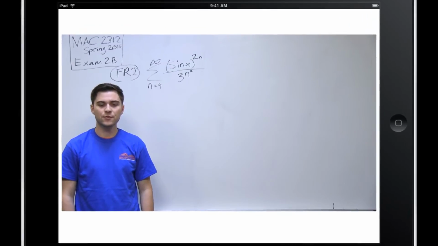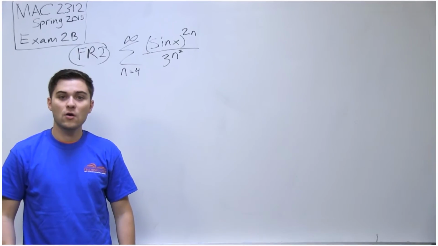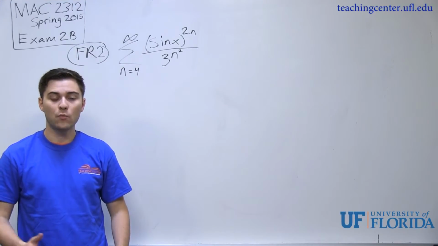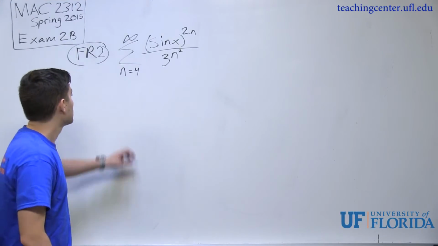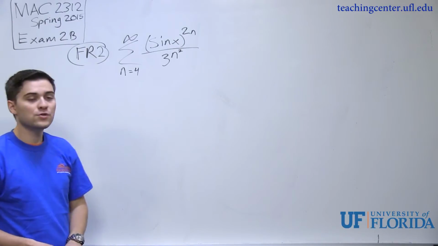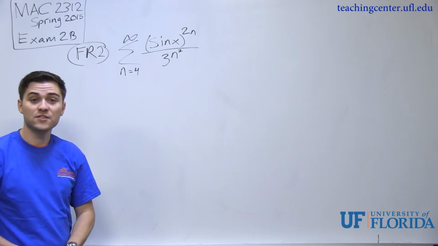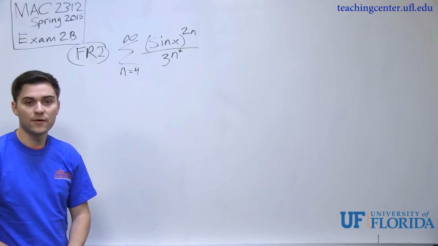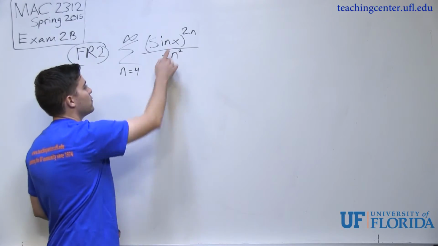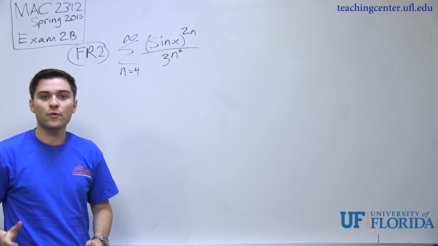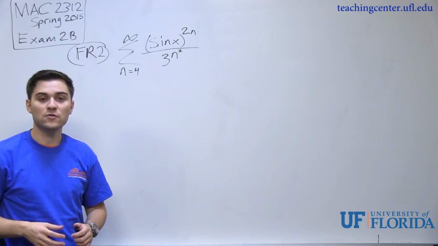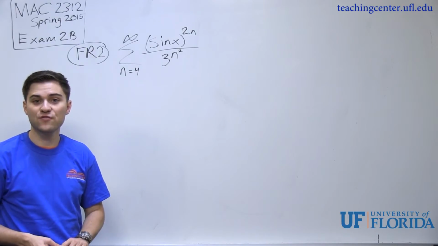Free response number 2 is asking you to find convergence and the interval at which this series converges over. So it gives you the summation from n equals 4 to infinity of sine of x to the 2n over 3n squared. So this x value can technically be any real number, but we need to figure out what x values will actually satisfy the convergence for this series.